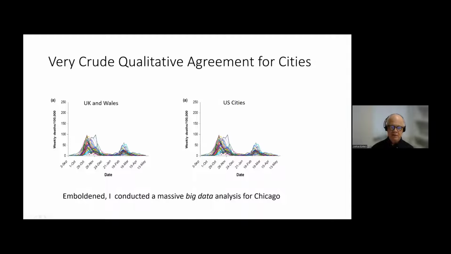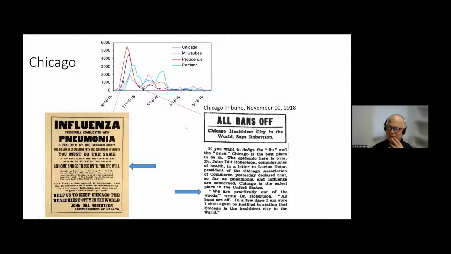As I said before, I'm not so focused on data, but I thought, let's do a big, brave data analysis of Chicago. I read two newspapers at the time, and this is the Commissioner of Health. The blue curve is the Chicago one. At the outset, when the thing burst into big contagion, he said, go home and go to bed until you're well. So the minute the thing took off, he said, get out of circulation.